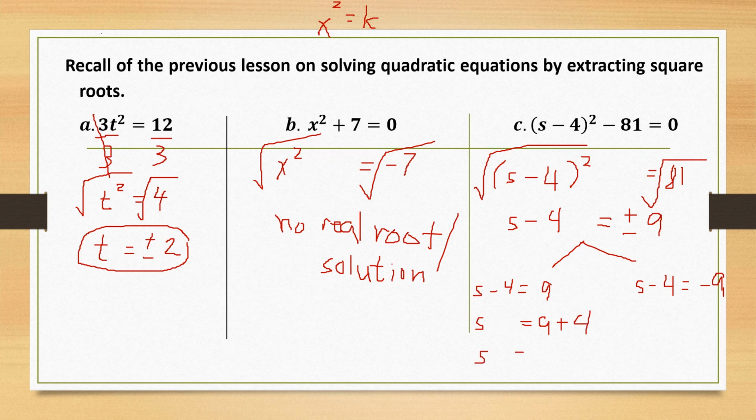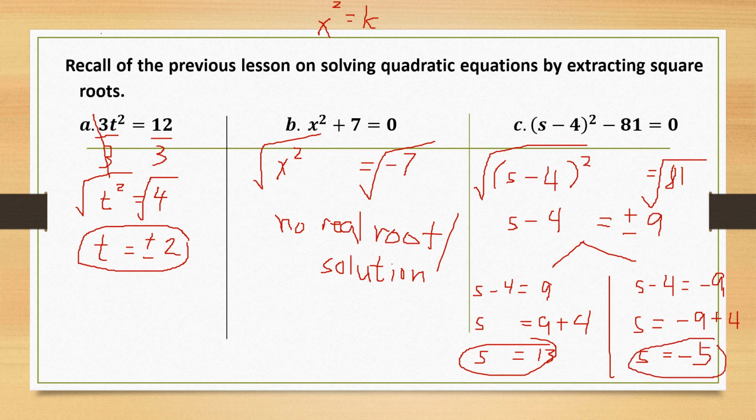S sub 1 is equal to 9 plus 4, we have 13. And then for the other solution, we have s is equal to negative 9, transpose negative 4 to the right side of the equation. So we have negative 9 plus 4. Therefore, s sub 2 is equal to negative 9 plus 4, we have negative 5. So the two solutions or roots of the quadratic equation are 13 and negative 5.